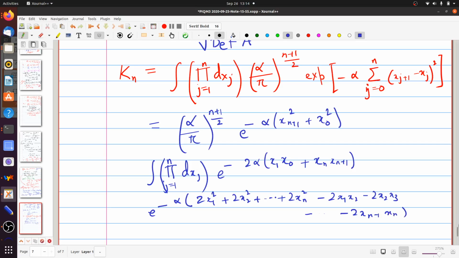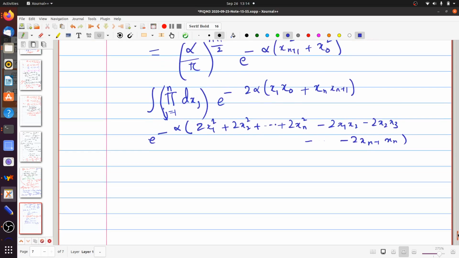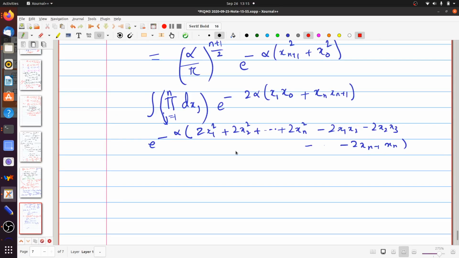So that's just what we had. We have just written this out in full. As you can see, the integrand here is exactly of the form e to the minus x transpose A x plus b transpose x. There also was an e to the c, but that has been pulled out here, where x of course is our column vector with x1, x2 all the way down to xn.